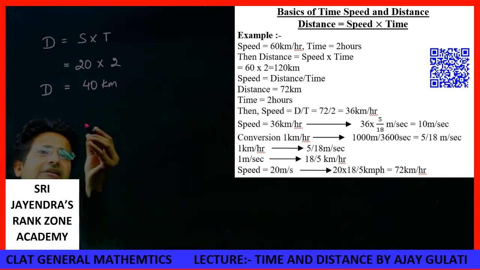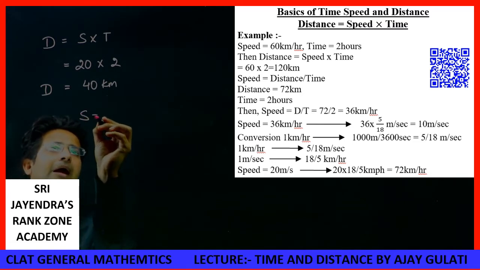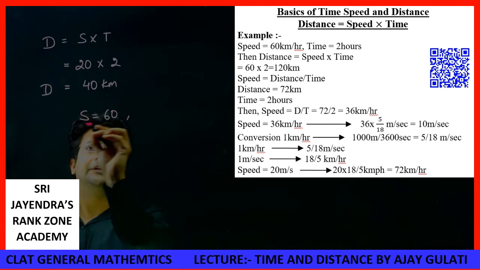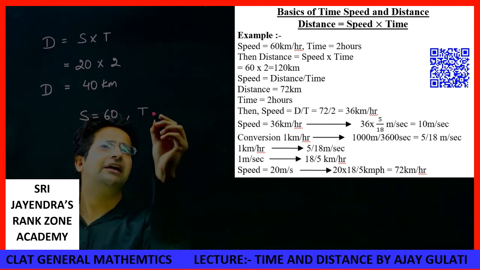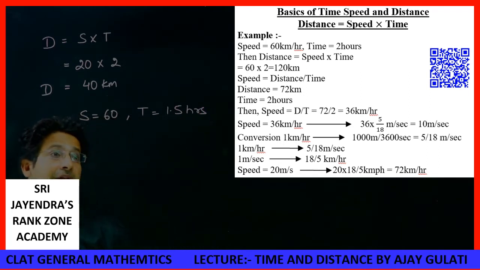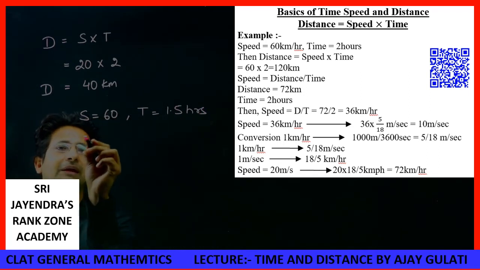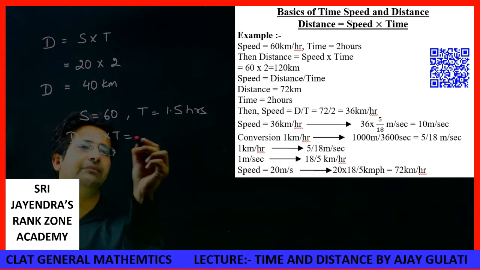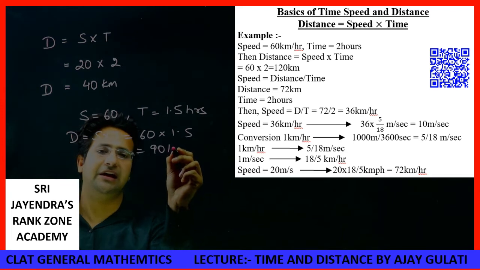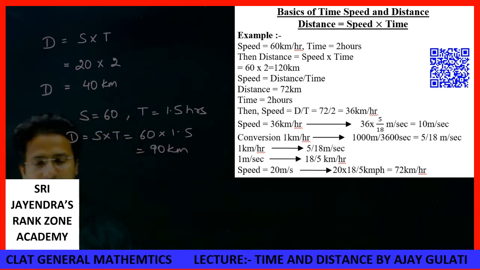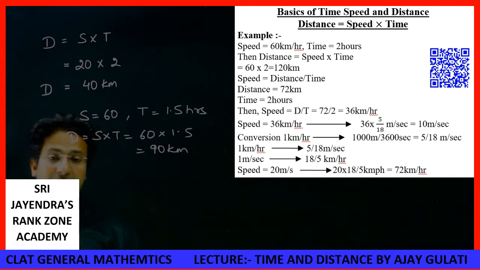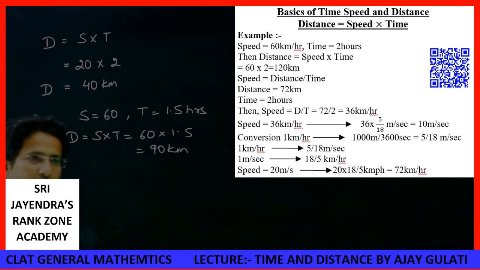Again, I say, suppose my bike moves at a speed of 60 km per hour. This is speed. And I cover a distance in 1.5 hours. Okay. Then what I can say, my distance will be, as per the formula, speed into time, that is 60 into 1.5 will give me, I can say I covered a total distance of 90 km. I hope this is very easy and everyone will be able to understand this. But this is not how easy the questions are.